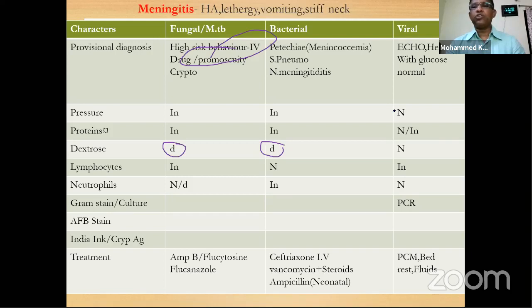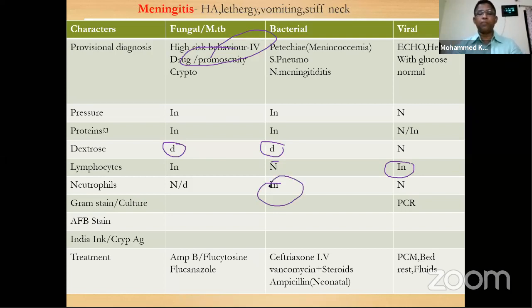not much change when you talk about viral meningitis. There's not much change in proteins, or the pressure, or the sugar. It is almost neutral. Viral being the chronic infection, whenever I talk about lymphocytes being increased, it's a viral infection. But if pus cells are increased, it is neutrophils.